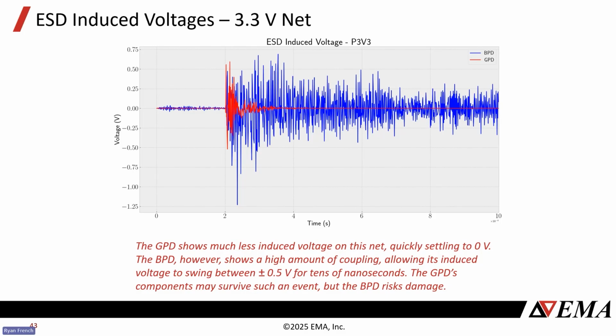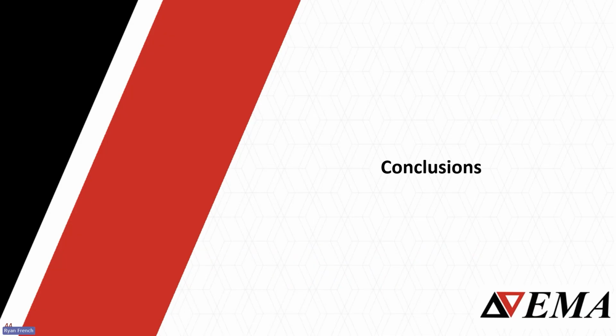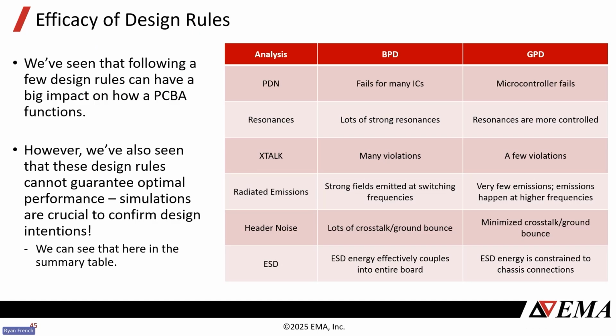So wrapping all of this up, the conclusion. What is the efficacy of just using design rules alone? Even a professional signal integrity engineer can design a board that performs better, but still fails what we ultimately want. And so in this table, we see exactly that.